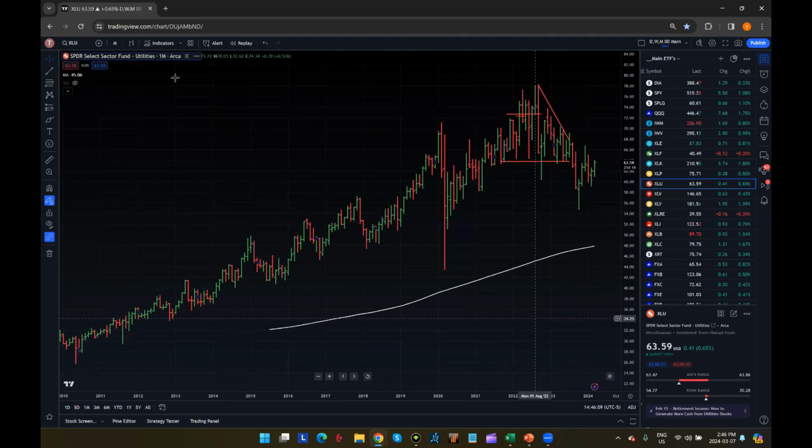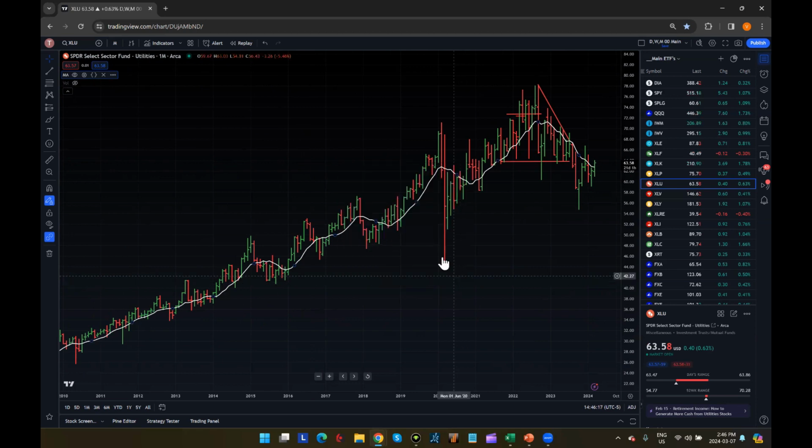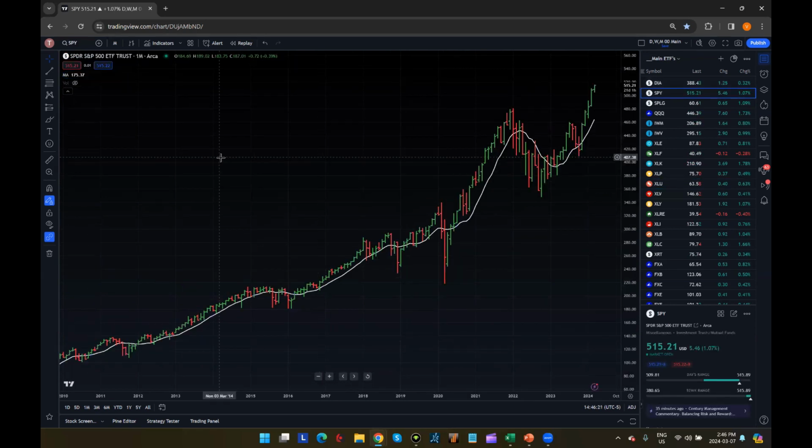And with the 10 period simple moving average, money managers have been using this forever. It continues to work extremely well, and it is very, very simple to spot and to use.